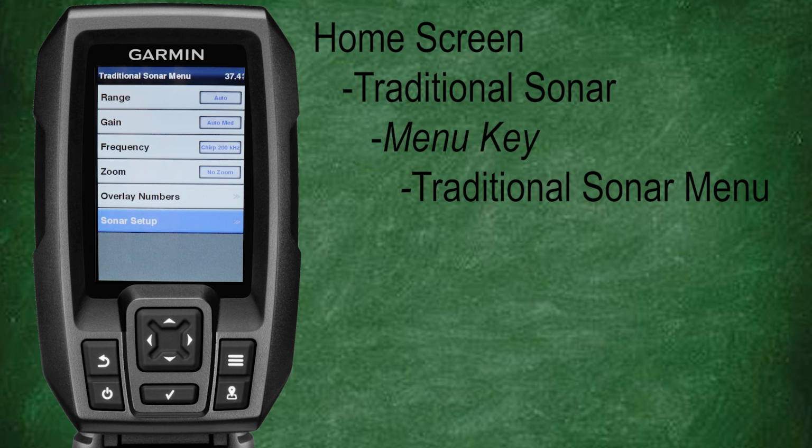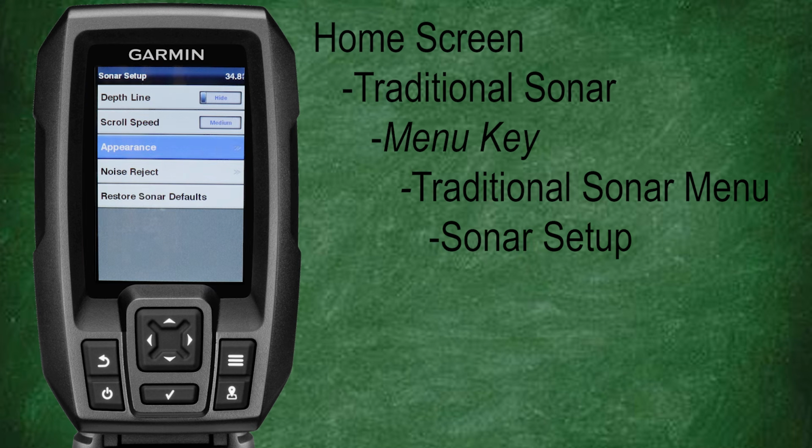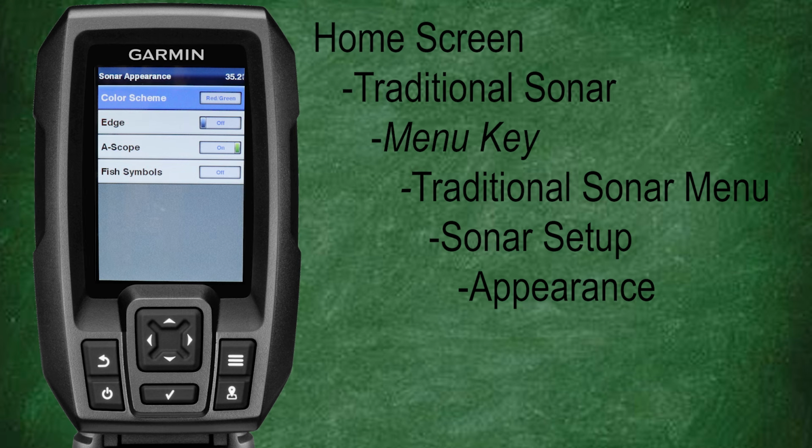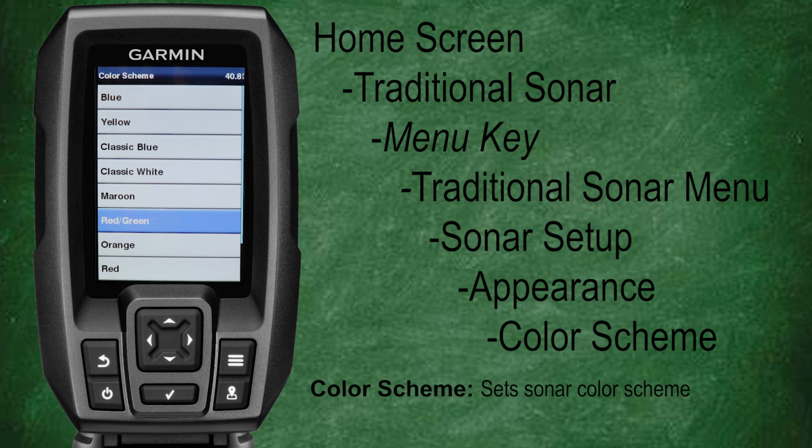Now scroll down and select Sonar Setup. Scroll down to and select Appearance, and here we have menu options to adjust our color scheme, edge, A-scope, or add fish symbols. Let's start out by selecting Color Scheme. This will bring up a full list of color schemes available on the Garmin Striker Fish Finder. Blue, yellow, classic white, maroon, red and green, orange, red, green, and gray.